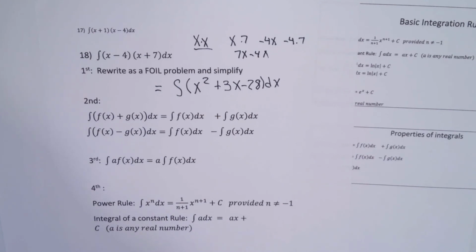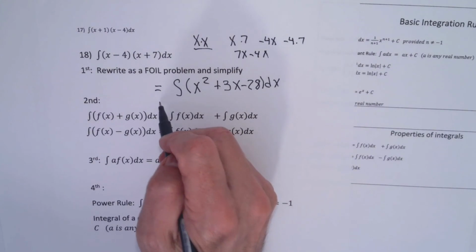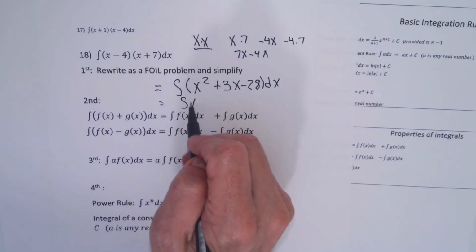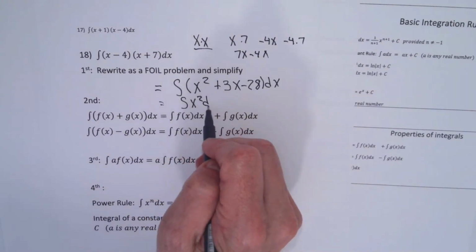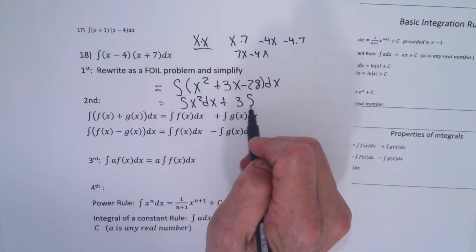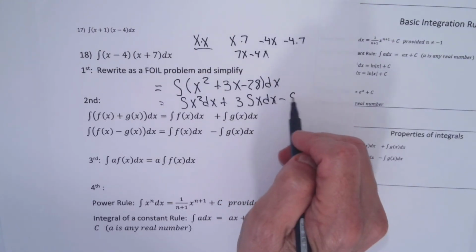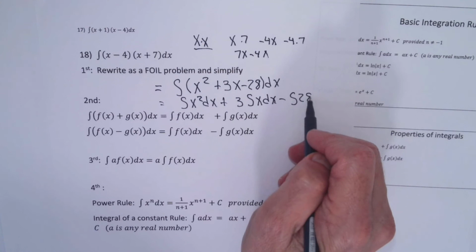Now I'm going to write 3 integrals, bring the 3 out front of the middle integral. So I'm going to make the first integral x squared dx. The second integral, 3 x dx. And the 28 stays inside because it's a constant, then minus 28 dx.